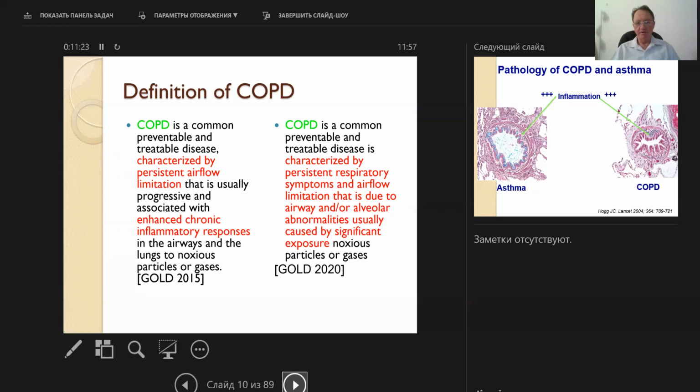But now we recognize COPD as the process with persistent airflow limitation and respiratory symptoms. This is due to airway and alveolar abnormalities, usually caused by significant exposure to noxious particles and gases. That's the difference. Now, the definition of chronic inflammatory response of airways and the lungs was excluded and changed for alveolar and airway abnormalities.